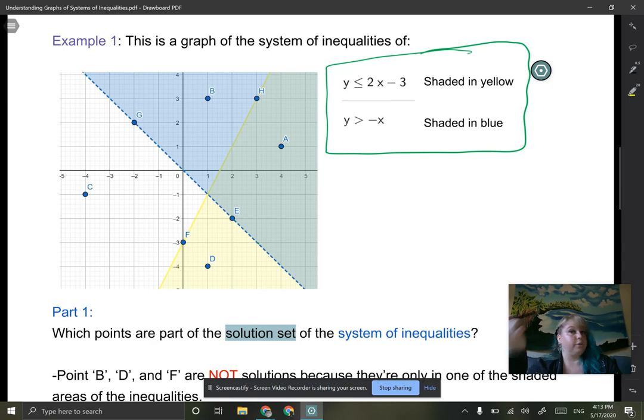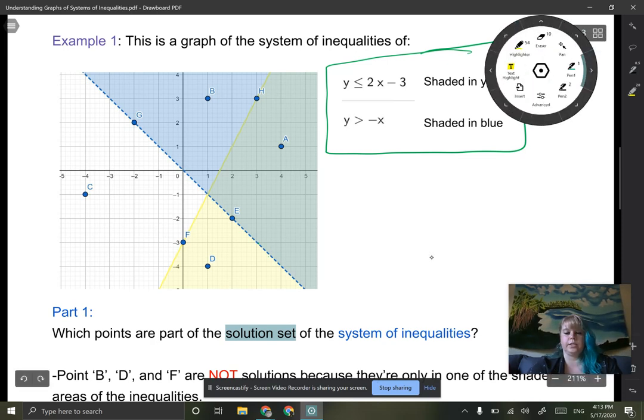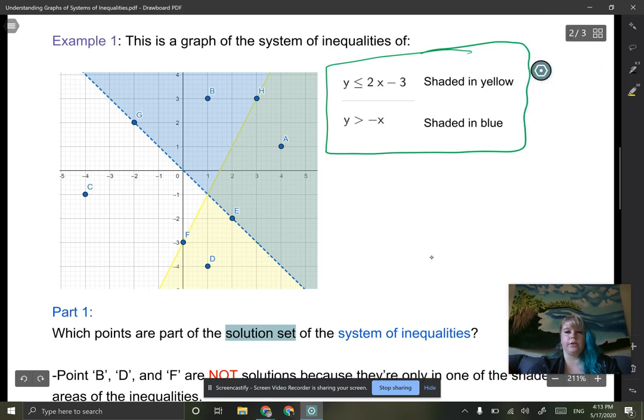Wow, I can't think about the colors. Blue. So it can definitely be any other color. Okay, so don't just think that inequalities have these colors. But let's look at this first inequality here, shaded in yellow.